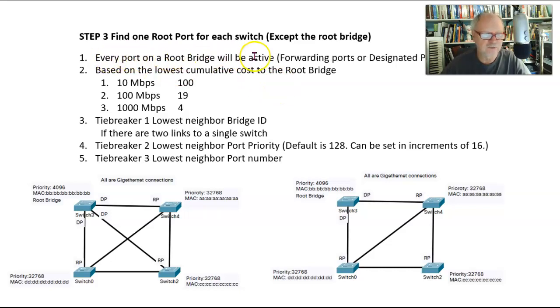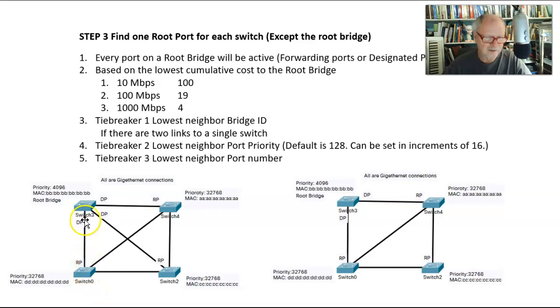Every port, as we already said in our last video, on the root bridge will be an active, designated port. However, the root port on the other switches will be the port that has the lowest cumulative cost to the root bridge. Now, in this case, I'm saying that all of these are gigabit Ethernet connections. The gigabit Ethernet connection has a cost of 4. So let's take a look at each of these switches.